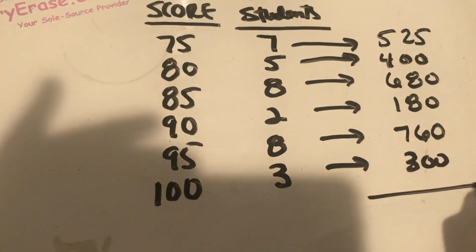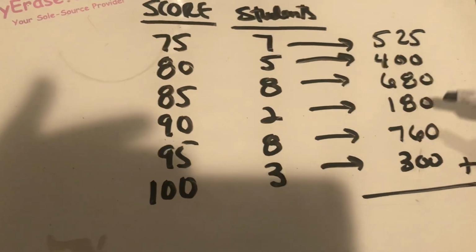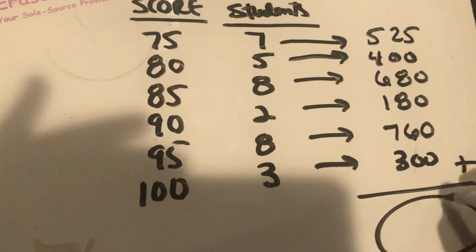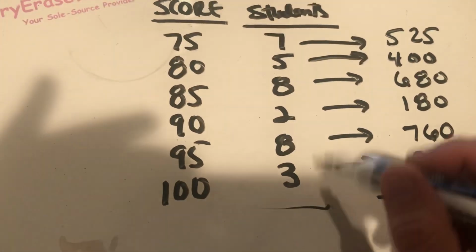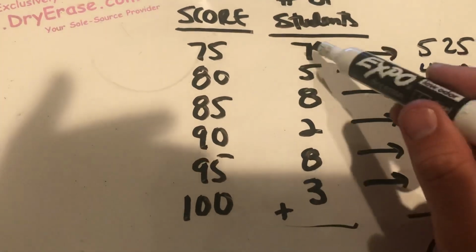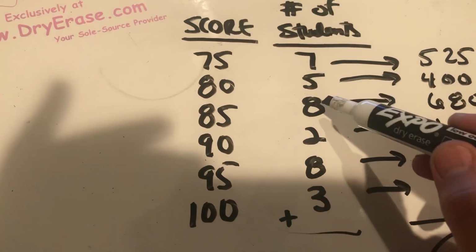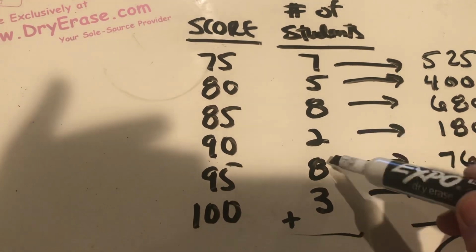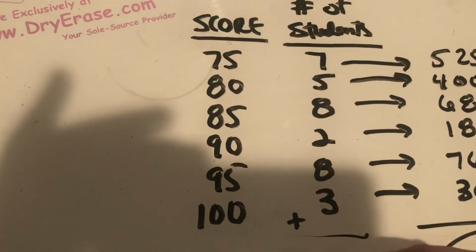So what I'm going to have to do is find the sum of all of these numbers, get that value, and then divide it by however many students there were. To find how many students there are, I'll just add them up. 7 and 5 make 12, and 8 more makes 20, 22, 33. So there are 33 students.